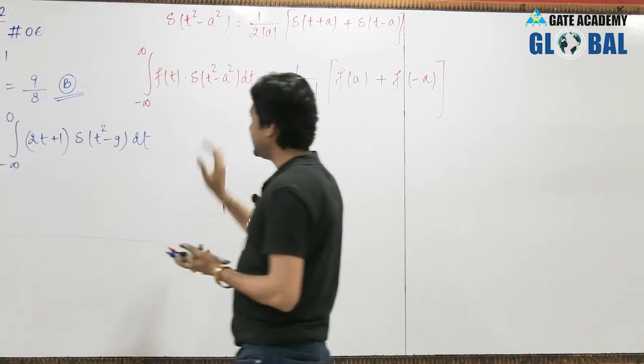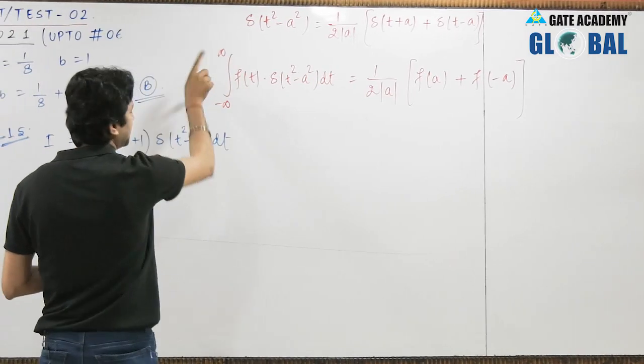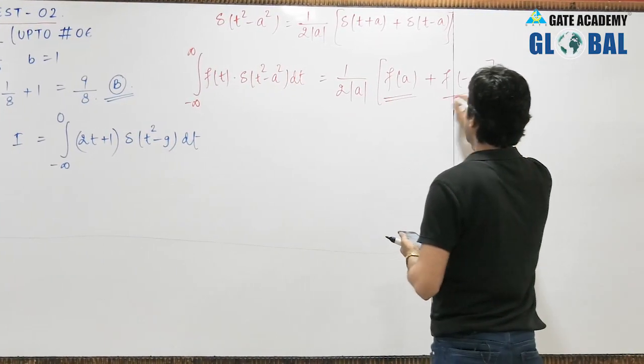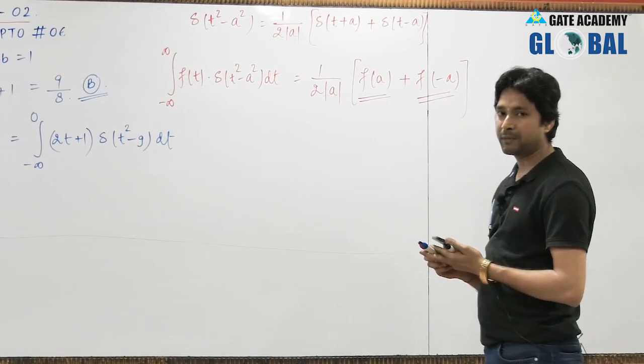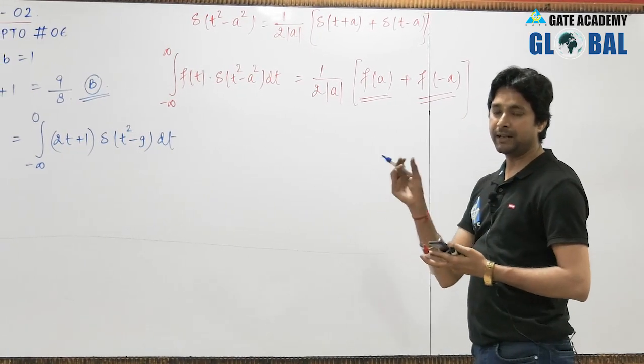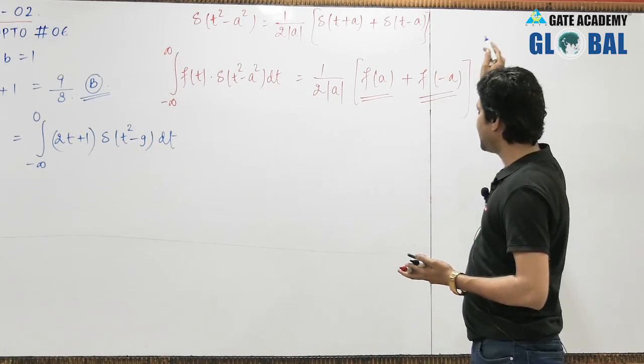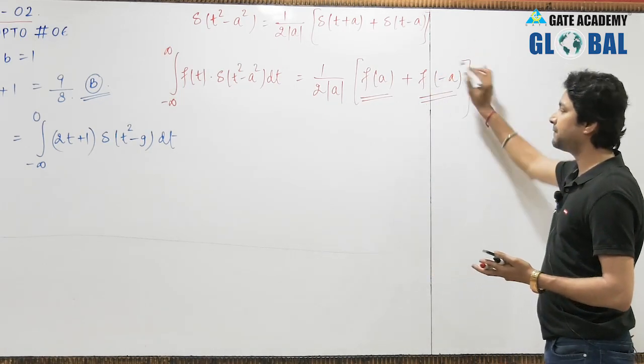So if the integral limits are minus infinity to plus infinity, then both of these terms will be taken into picture. But if you take limits from 0 to infinity, in which the t equals minus a point will not be included, then you have to remove this term f of minus a.